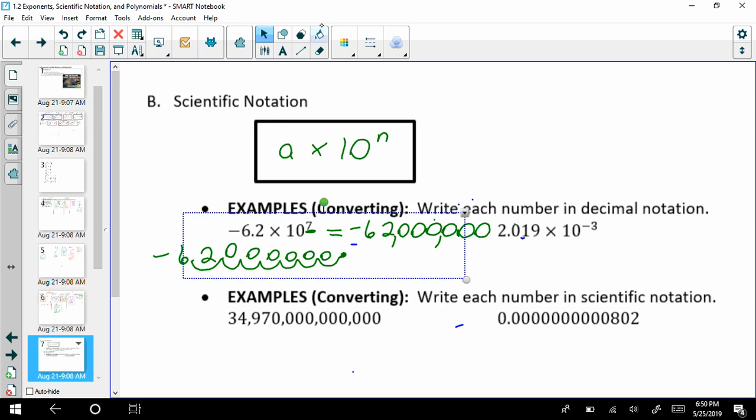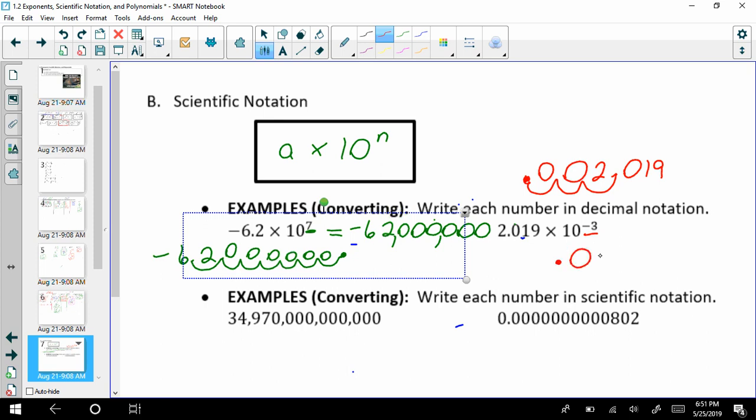The next one, now this time it has a negative exponent, so we want to go left. So here's my number. From the decimal, I'm going to go 1, 2, 3. So this answer becomes 0.002019. So this is a small number.